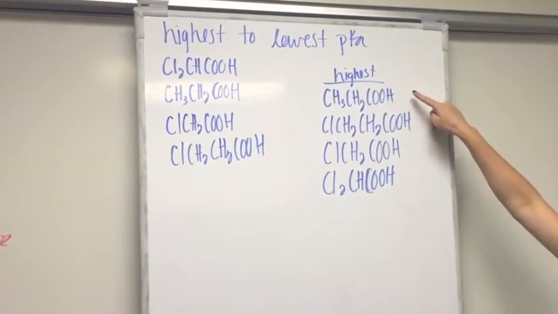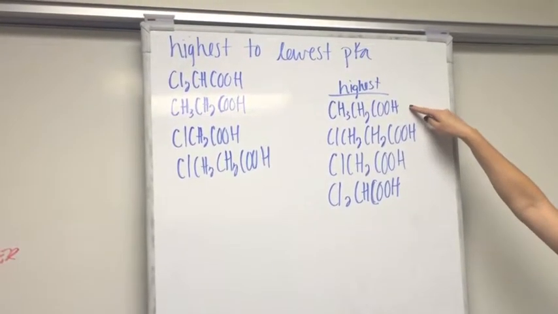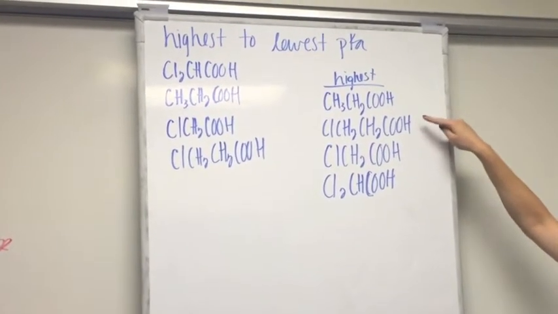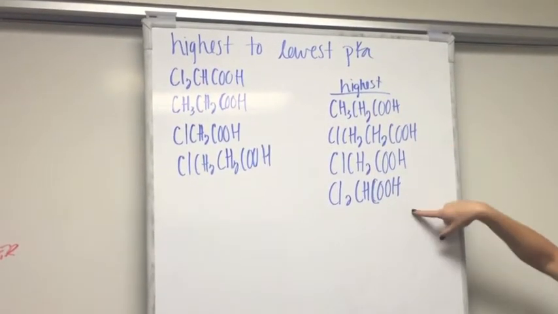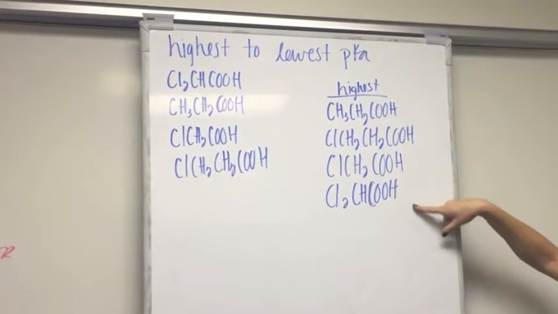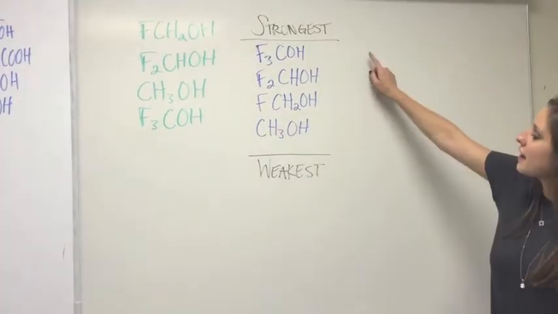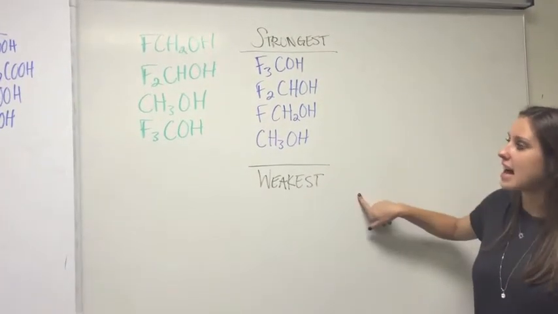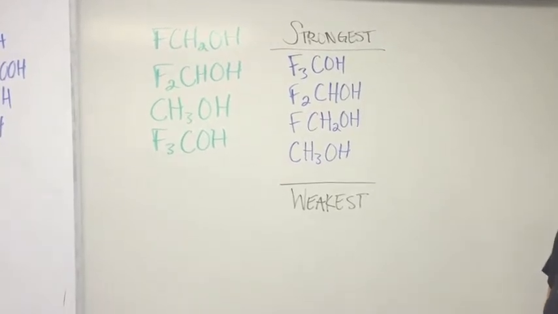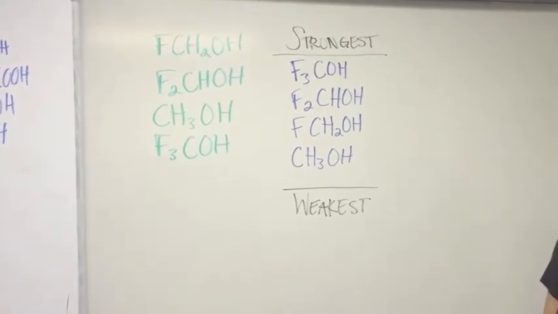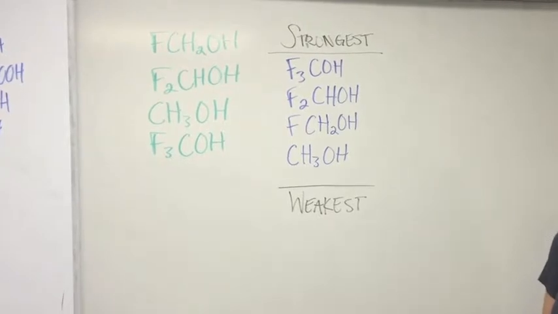So this would be your highest pKa because it's the least acidic, and as you get more chlorines, the pKa gets lower. Okay, this is going from strongest to weakest acid, and this is based on the electron withdrawing inductive effect.